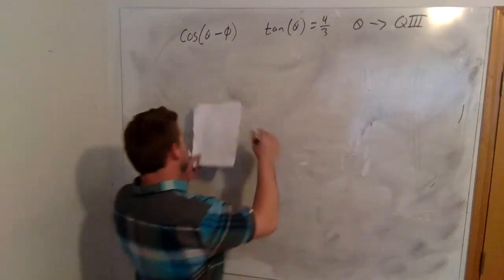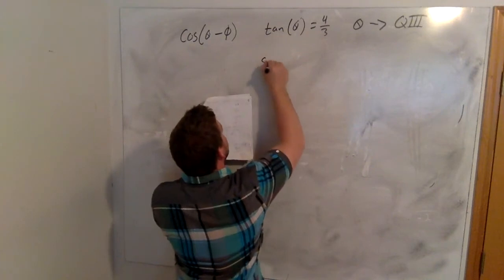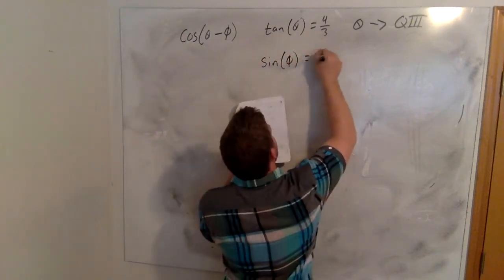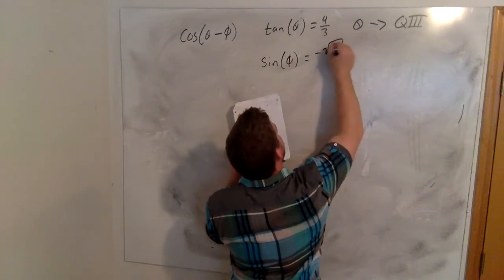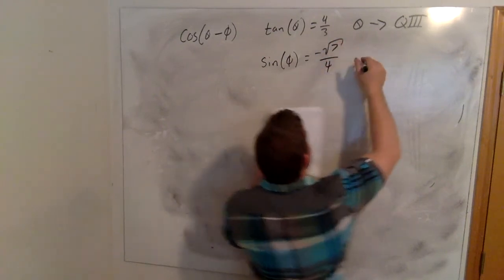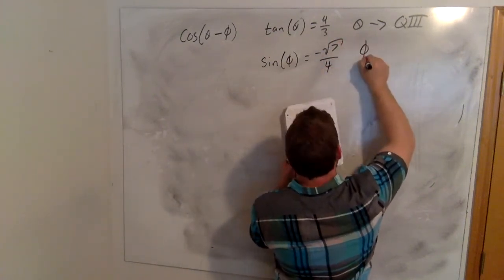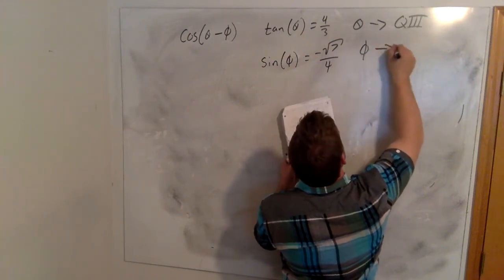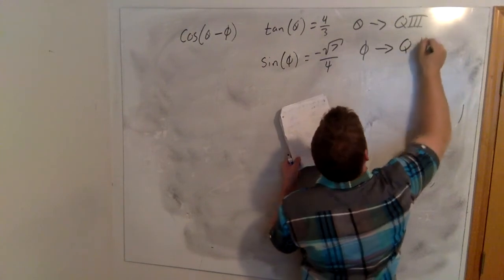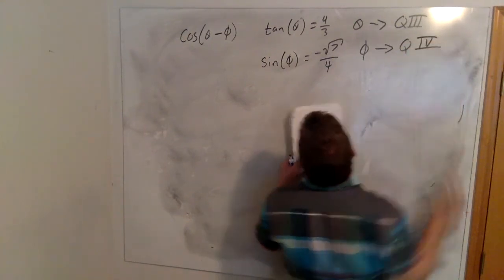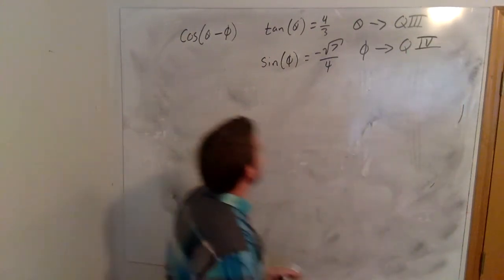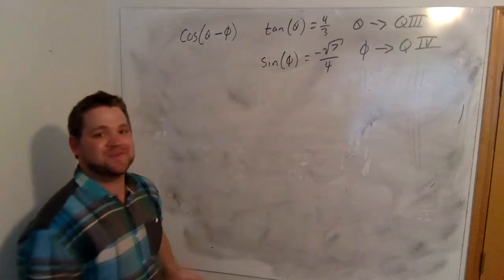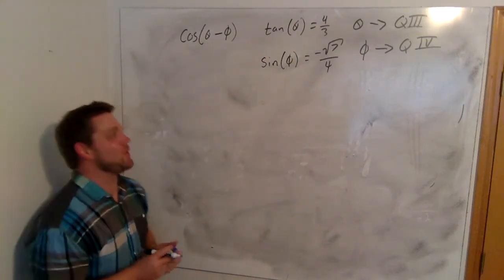Let's say they also tell us that sine of phi is equal to, how about the negative square root of 7/4? And how about we know that phi is in quadrant, let's say 4. What we want to do is find the exact value of cosine of theta minus phi. Go ahead and pause the video and see if you can figure this out on your own.